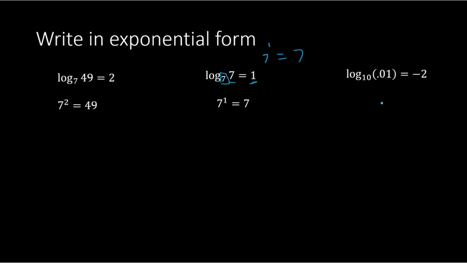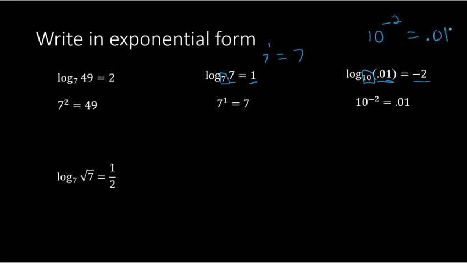Here's a third example. Log base 10 of 0.01 equals negative 2. All right, so again, the base is 10, so we can write 10 as the base of the exponential equation. A logarithm is an exponent, so it's equal to the exponent. So negative 2 is your exponent. And then we have it equal to this number right here, which is 0.01. So in exponential form, we can write this as 10 to the negative second power equals 0.01.